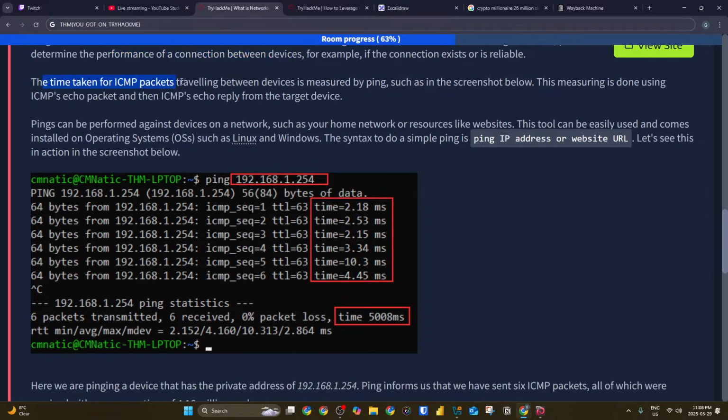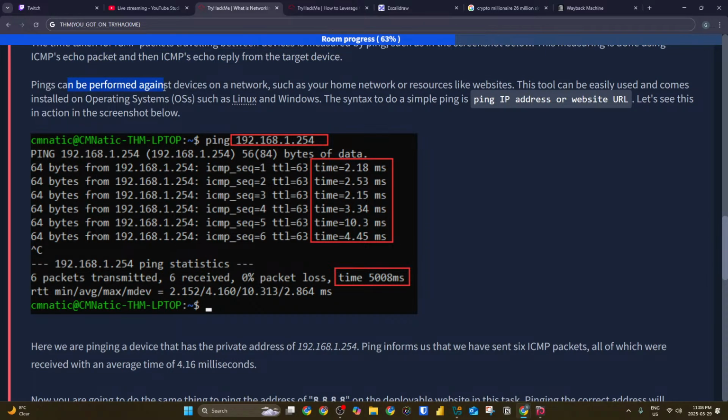The time taken by ICMP packets traveling between devices is measured by ping. So how much time it took for google.com to load or facebook.com to load, such as in the screenshot below. This measuring is done using ICMP echo packets and then ICMP echo replies from the target device. Pings can be performed against devices on a network, such as your home network, and resources like websites. This tool can be easily used and comes installed on operating systems like Linux and Windows.